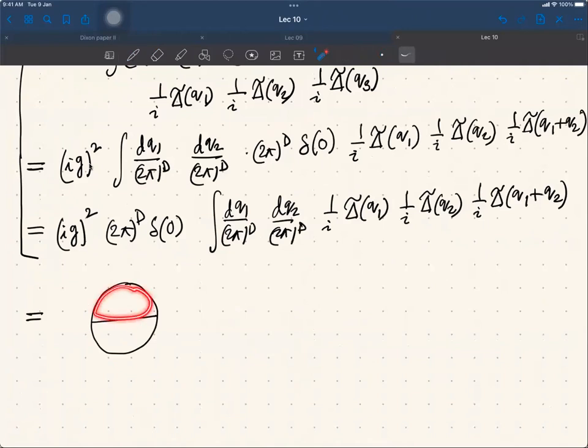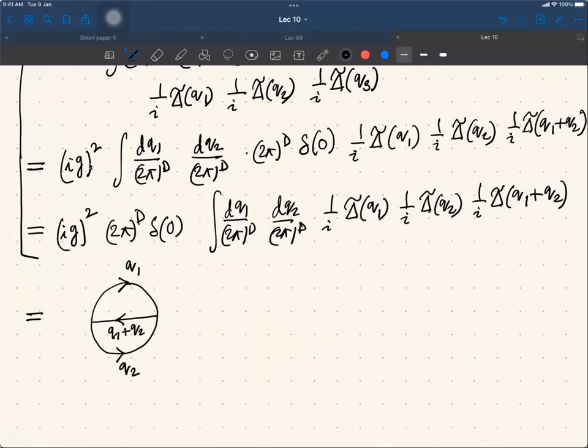There are two loops, and therefore there are two momenta which are freely integrated over, which are not fixed. And so you could write as, see, this one is Q1 and the other is Q2. So this is Q1 and say this is Q2 and this is Q1 plus Q2, right?